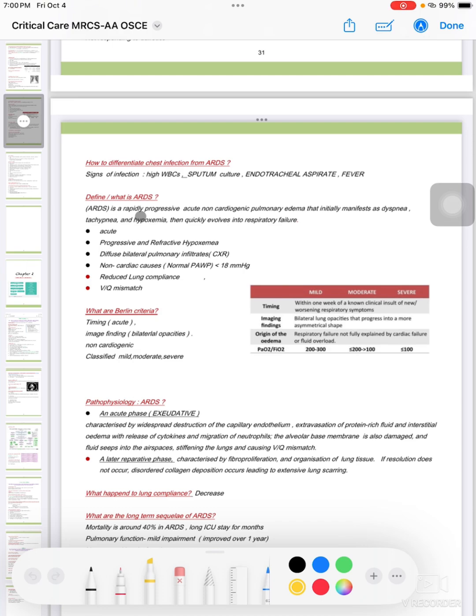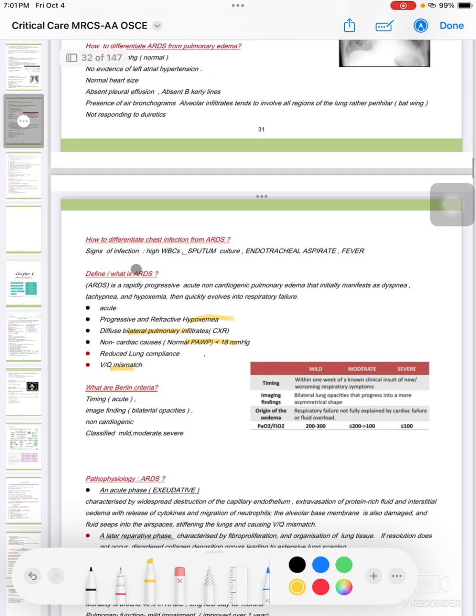of lung injury which is characterized by hypoxemia, decreased lung compliance, and diffuse pulmonary infiltrations on the X-ray, and which is also characterized by normal pulmonary artery wedge pressure, which is less than 18, and ventilation perfusion ratio mismatch, and the ratio of partial pressure of arterial oxygen to fraction of inspired oxygen is also decreased, which is less than 26.6.